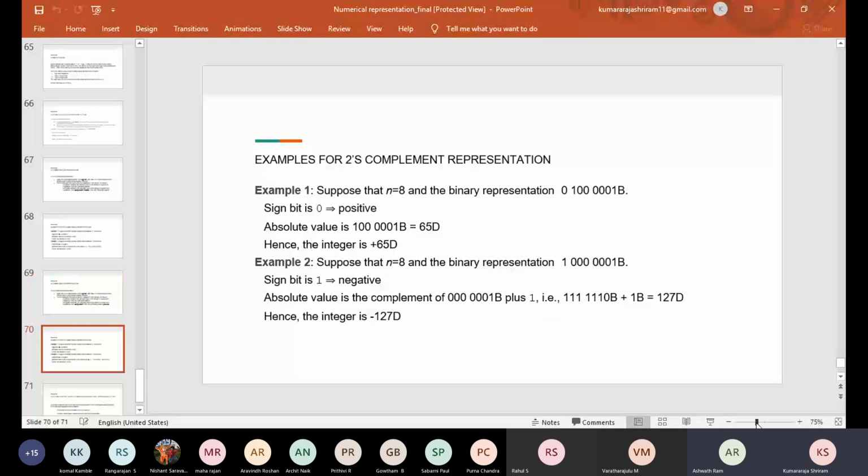Suppose that n is equal to 8 and the most significant bit is 0. The remaining n minus 1 bits are calculated in the normal way. But in the case of negative representation, we first toggle all the bits just like 1s complement representation, and we add 1 to it. When we find the n minus 1 bits binary decimal value, we get 127, which is nothing but the negative of 127 in decimal. So the next slide, last slide.